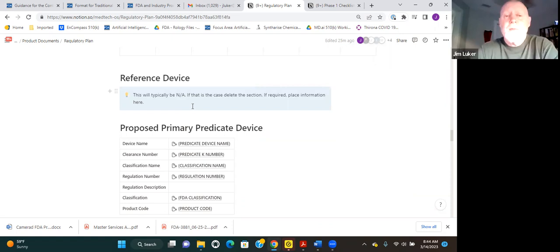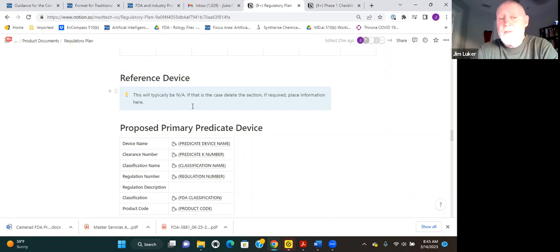Reference device, similar to a predicate, but not the same. If you have something technologically that differs from the predicate, where the predicate has the same intended use and primarily the same technology, but let's say there's something that your device does that the predicate doesn't, you can use a secondary predicate. But let's say that it's a coating for an implant or something like that, and the coating was used on a shoulder, but you want to use it for a knee.